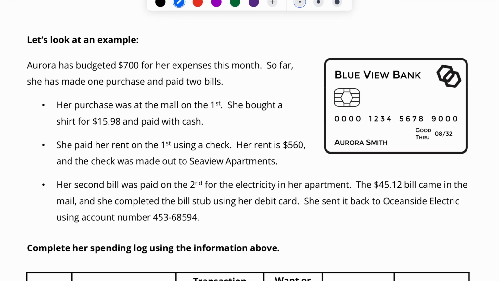She paid her rent on the 1st using a check. Her rent is $560 and the check was made out to Seaview Apartments. And then the last one, her second bill was paid on the 2nd for the electricity in her apartment. It was $45.12 and came in the mail. She completed the bill stub using her debit card. She sent it back to Oceanside Electric using the following account number.